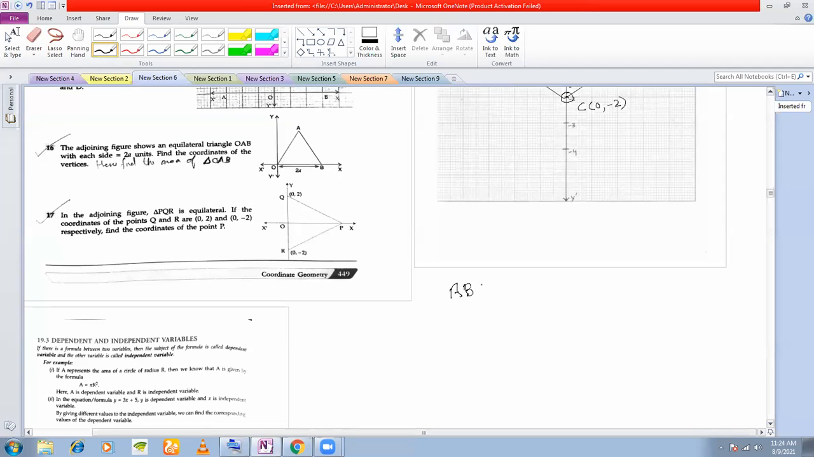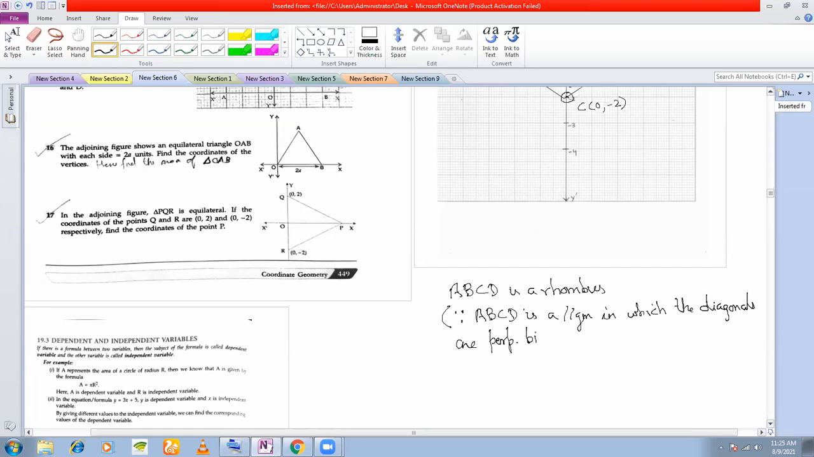So that is why we say ABCD is a rhombus. Why? I'll give you a reason also. Since ABCD is a parallelogram in which the diagonals are perpendicular bisectors of each other. Clear? We have named the figure.